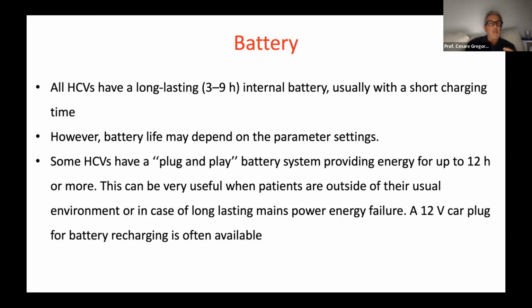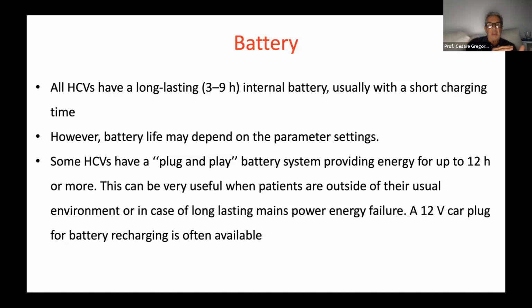So, go on, battery. Battery has a real importance in a home care ventilator. Usually home care ventilators have a long-lasting battery, 3 to 9 hours, usually with a short charging time. However, battery life may depend on the parameters set on the ventilator. And in addition, some home care ventilators have a plug-and-play battery system, providing energy up to 12 hours or more.